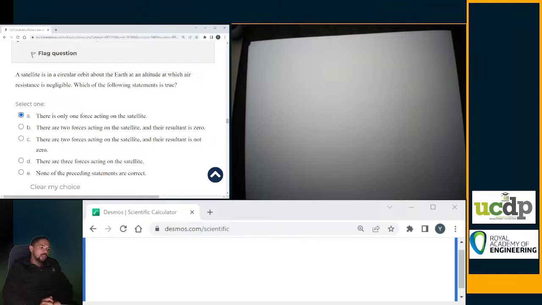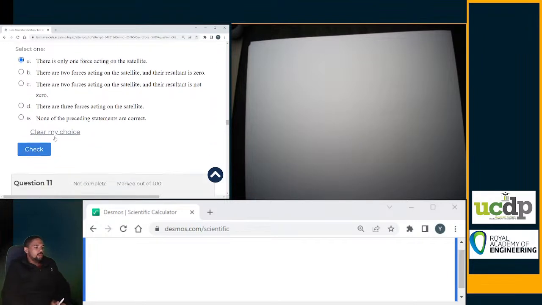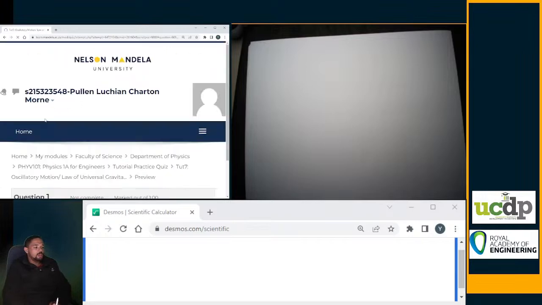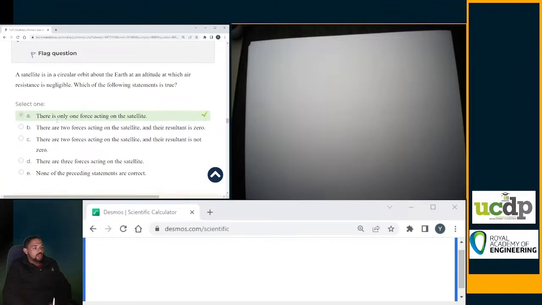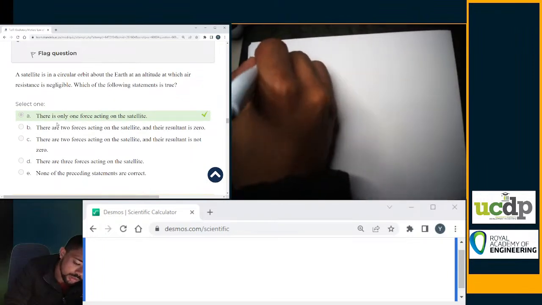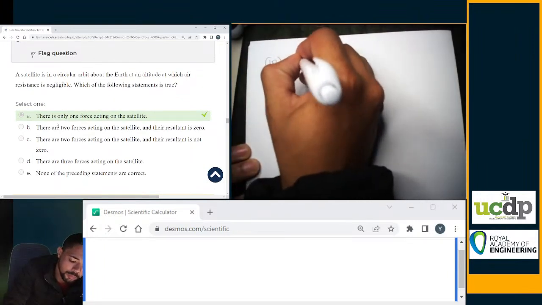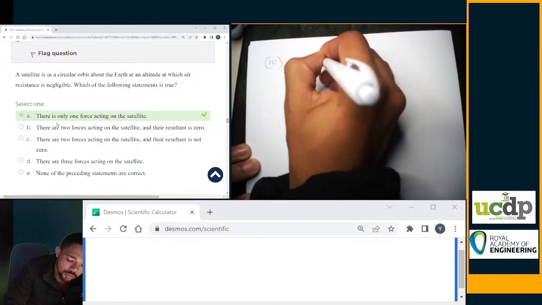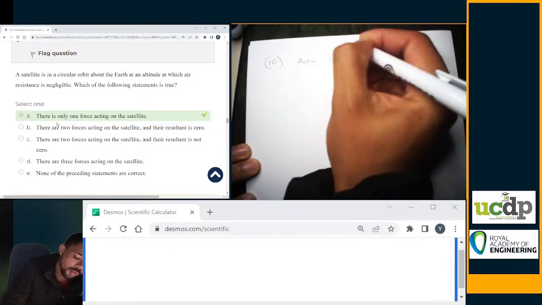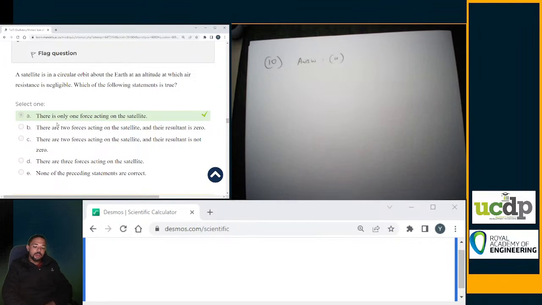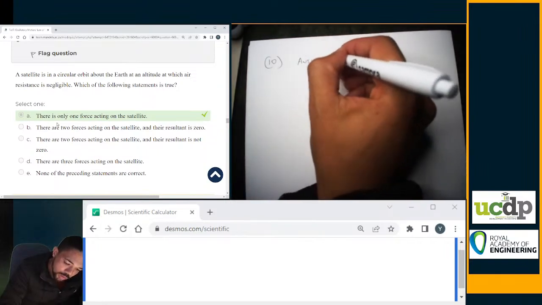There cannot be two forces acting on the satellite. There is only one force acting on that body. Question number 10, the answer is A. There's only one force acting on that body.